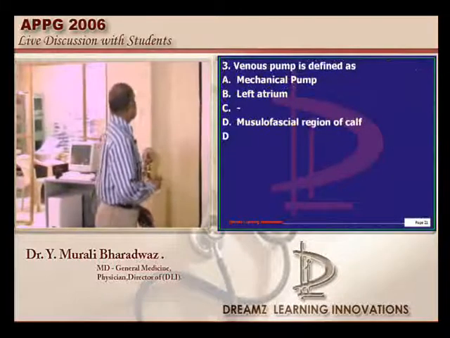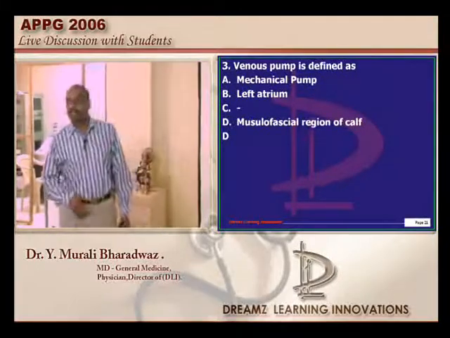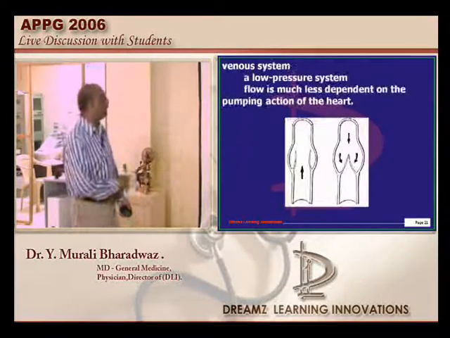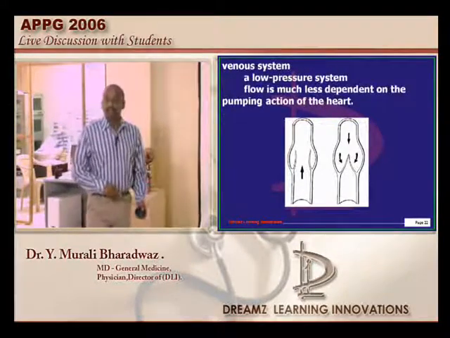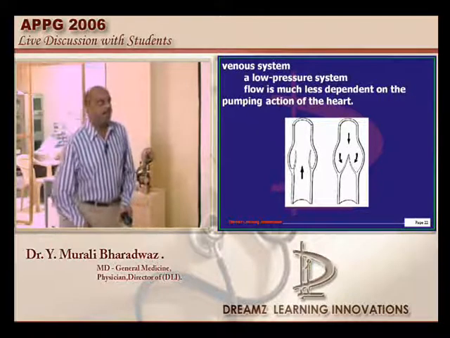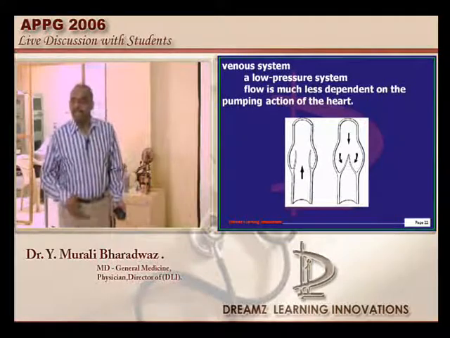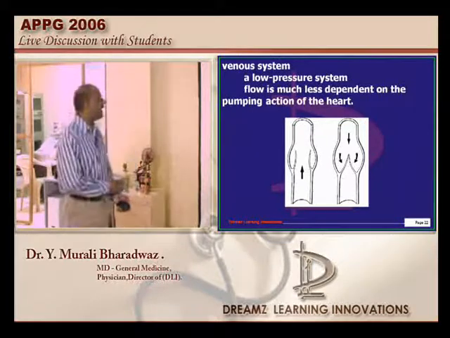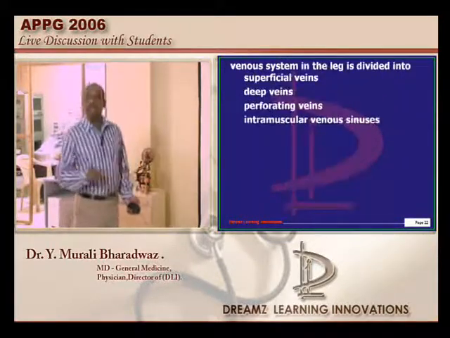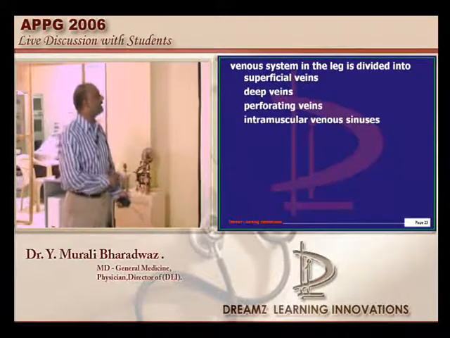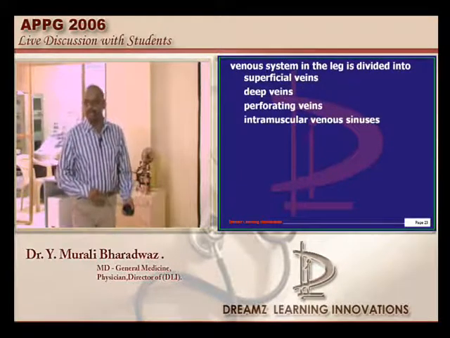And venous pump, typically how do you like to define the venous pump, doctor? It is that musculofascial region of the calf, it's called the venous pump, and typically of the vascular system, the venous system has got a valvular structure and the flow is not dependent on the heart, and you are having a superficial vein, deep vein, perforating vein and the intramuscular venous sinuses is what I want to underscore to all of you.